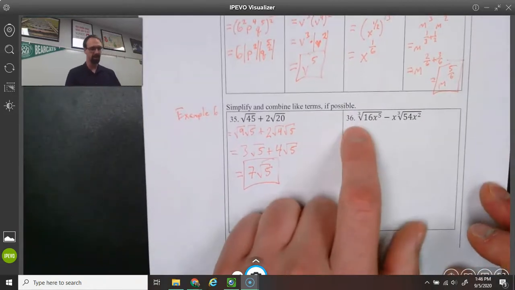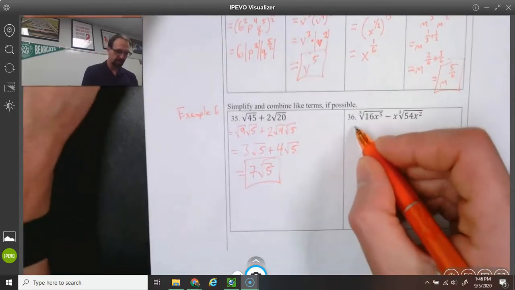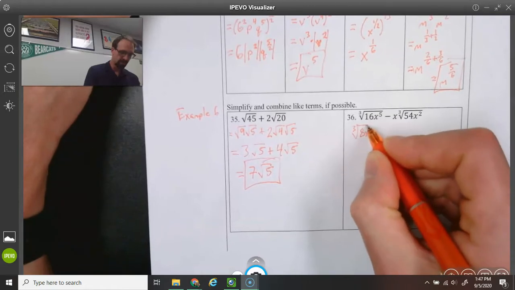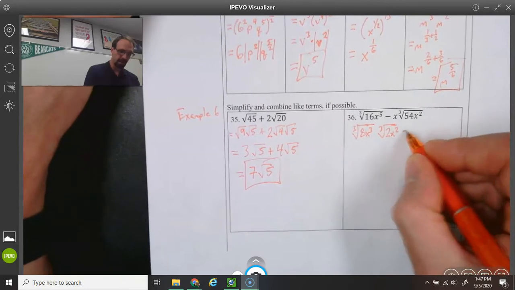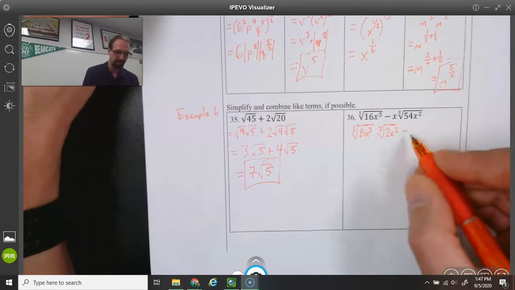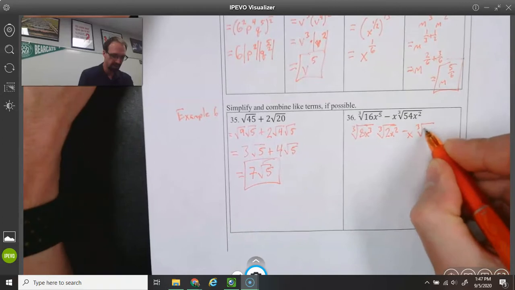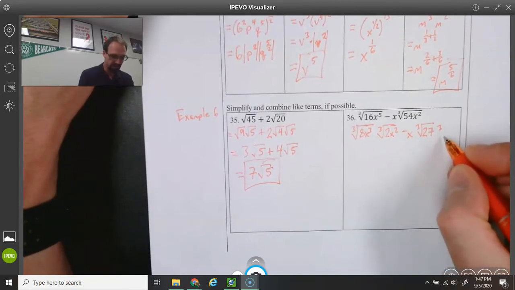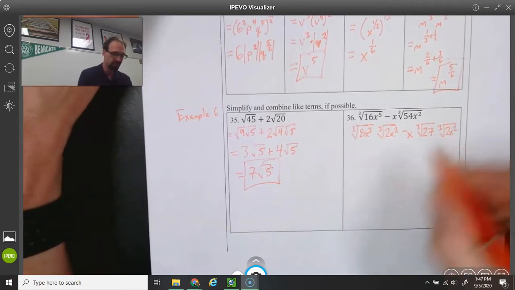For number 36, cube root of 16x to the 5th, so perfect cubes that I can take out of here. I can take the cube root of 8, and then x cubed, and then my leftovers are the cube root of 2x squared, minus, and then here, this is the cube root of 54x squared, so be careful on that. So I have minus x, and then the cube root of 27, and then what's left is going to be the cube root of, looks to be 2, and then x squared as well.